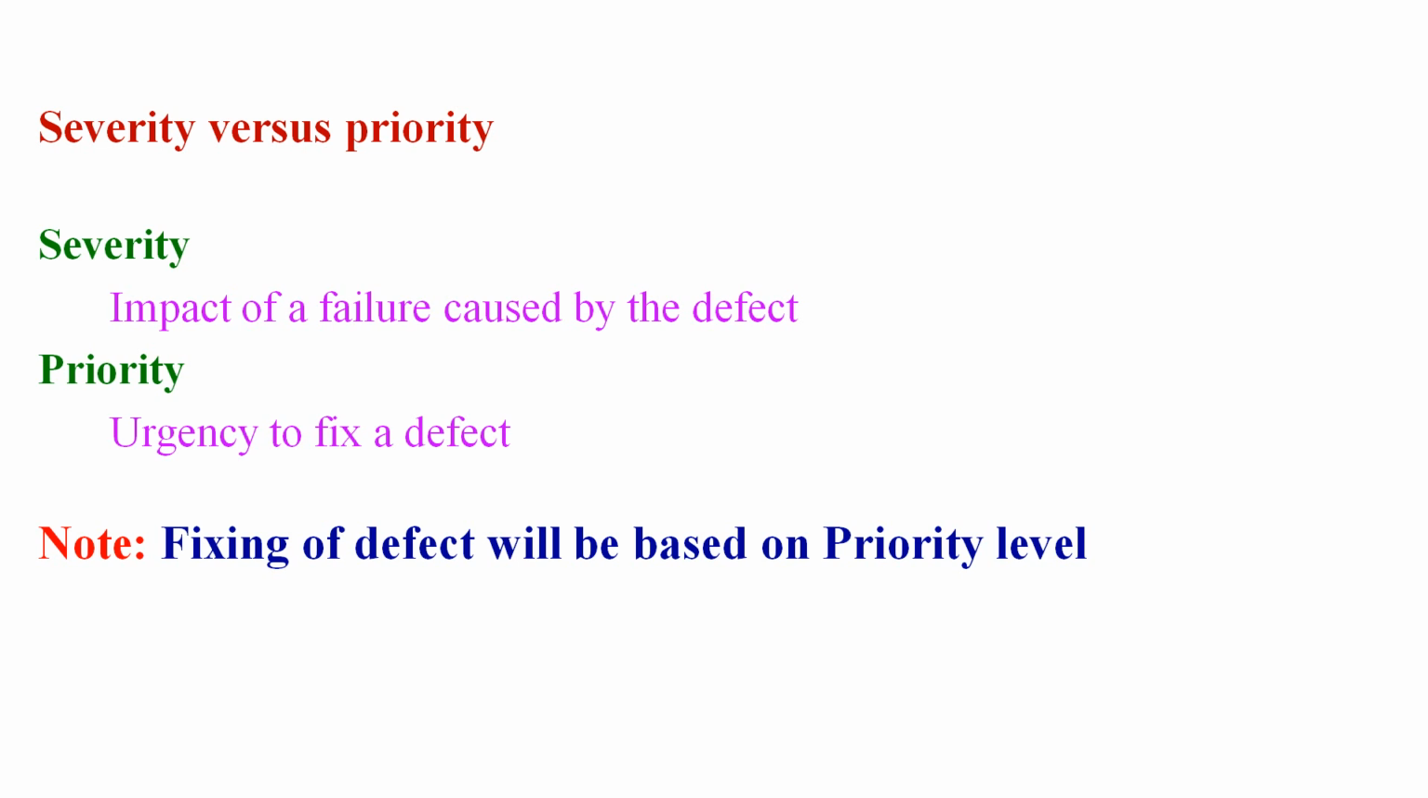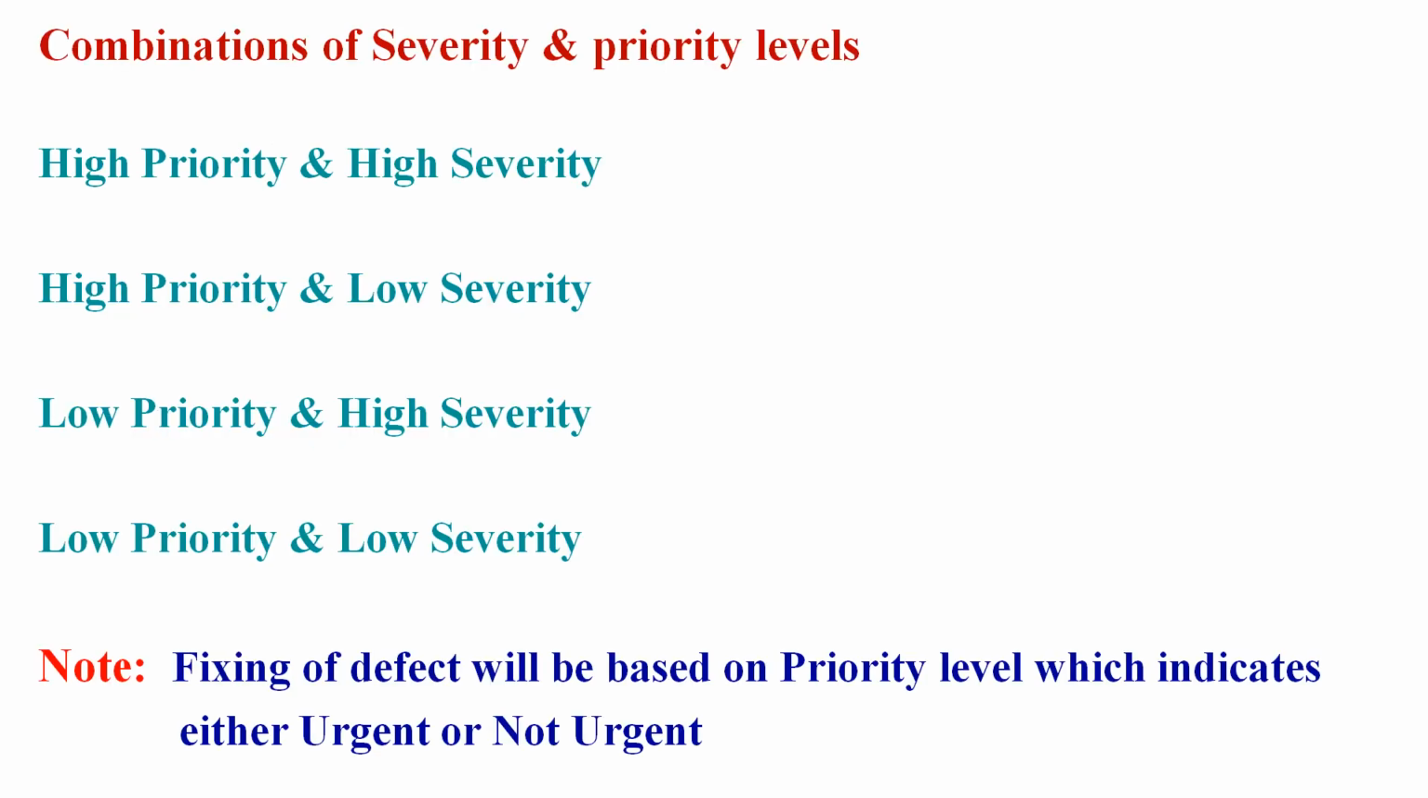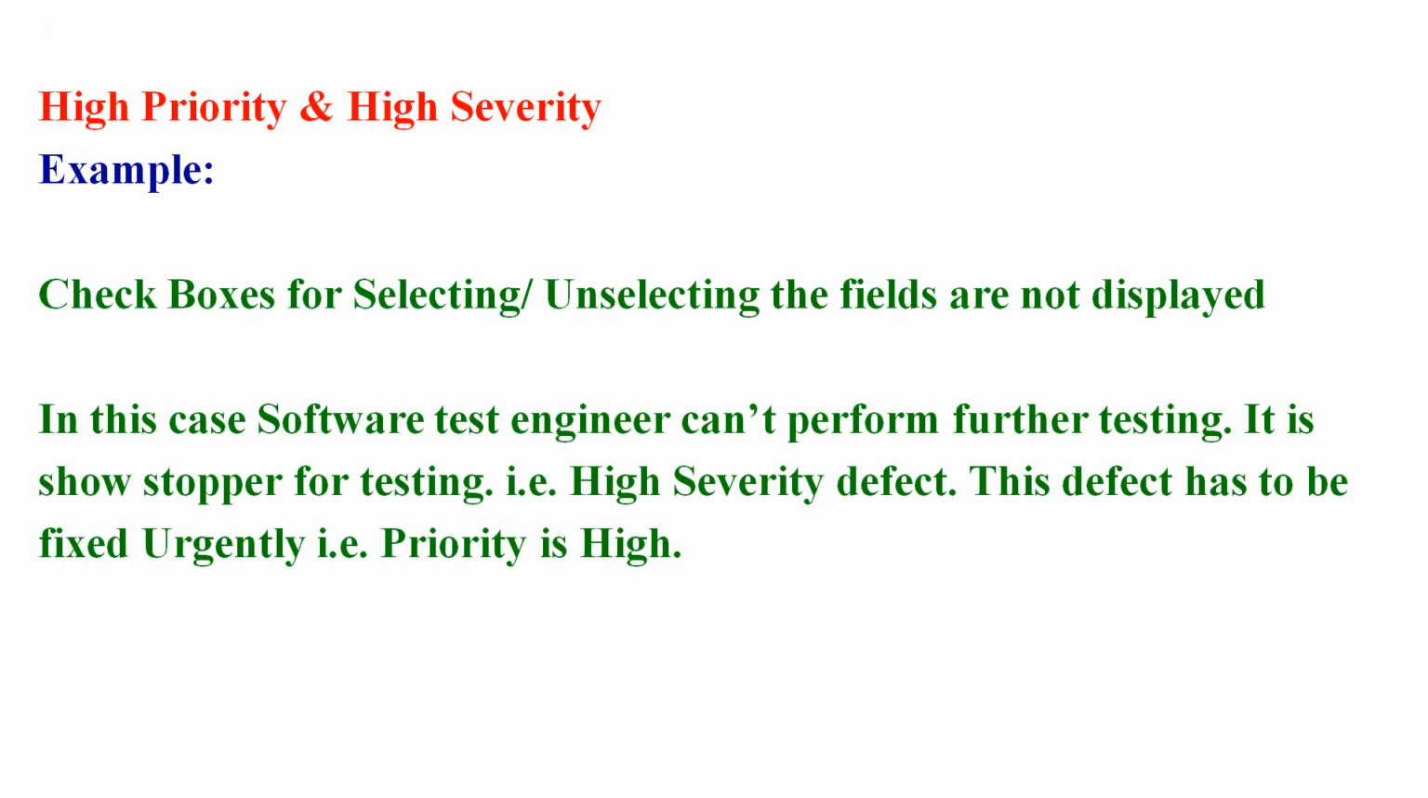Clear? Now, see here, the combinations of severity and priority levels. High priority with high severity, high priority with low severity, low priority with high severity, low priority with low severity. These are the possible combinations, right? So now we will discuss an example for each and every combination. Now see here, high priority and high severity.